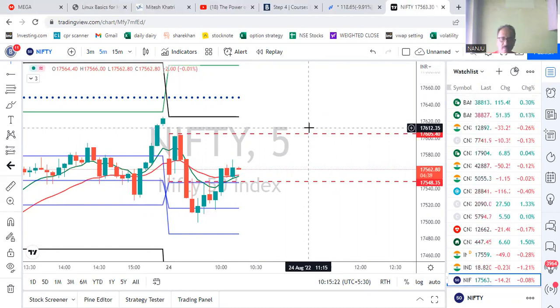Don't be in a hurry. There are two very bad emotions which hurt us a lot. One is fear and the other one is greed. Just be happy with 10 to 12 points, 500 to 600 rupees. It's more than enough per lot. Let's not go beyond that.